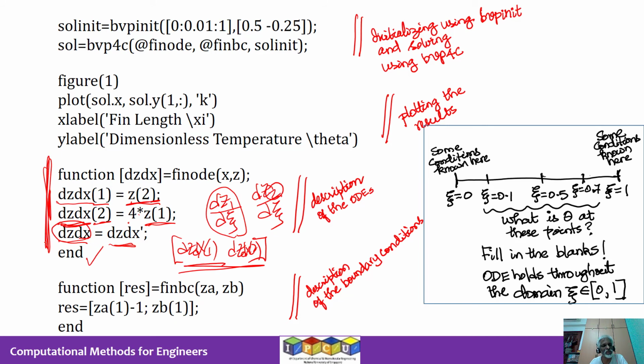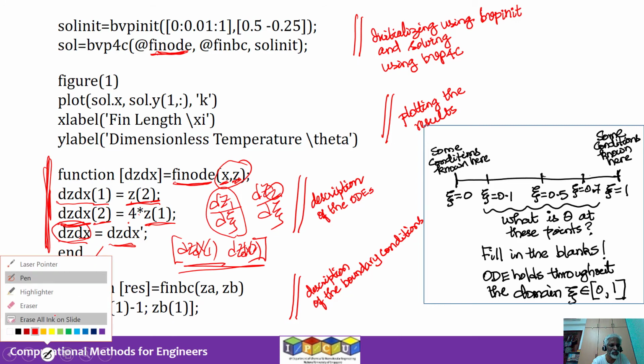So however many ordinary differential equations there are in your system, you could just adopt this idea. Please remember this order. It has to be x comma z. The independent variable label should come first. The dependent variable should come next. And please note the name of this function file should be exactly the name of what you have specified there when you call BVP4C. So this part is now taken care of.